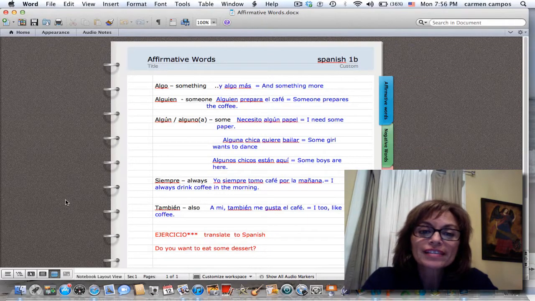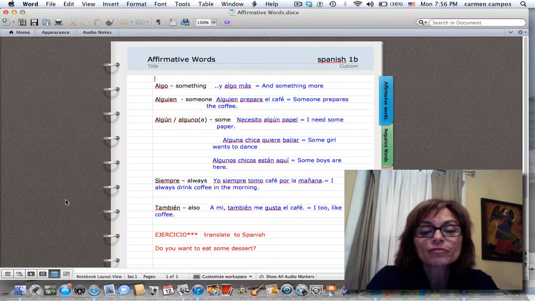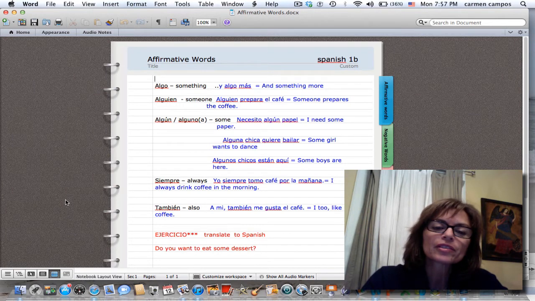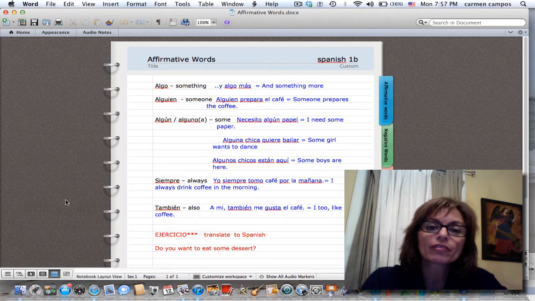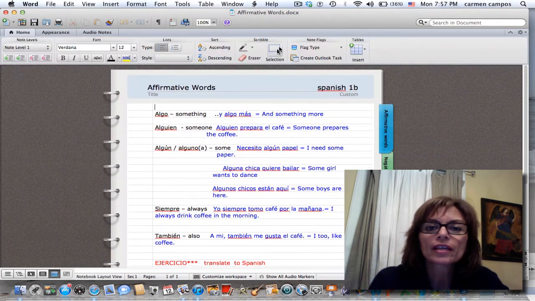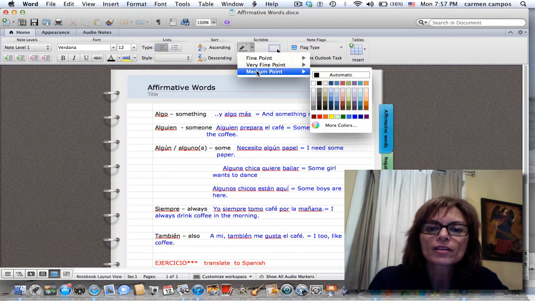Buenas noches, clase. We come again to flip lesson 2, and this is on affirmative and negative words. This shouldn't be too hard because you are very familiar with a lot of the affirmative and negative words. So let's get started with some affirmative words.